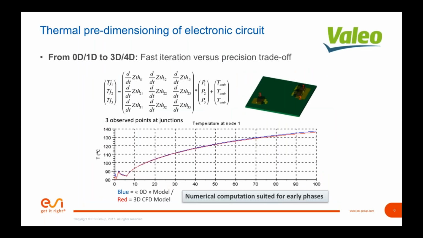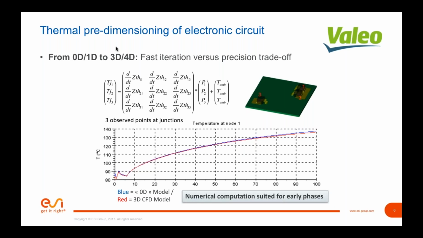The first one is coming from the automotive domain. Valeo is a French company providing a subsystem to the automotive OEMs. Basically, what they do is thermal pre-dimensioning of electronic circuits. They start from the 0D, 1D mathematical model and go afterwards to a more detailed 3D model and simulate CFD, the thermal and computational fluid dynamics around it. So this is the 0D model, let's say, and this is the 3D model.